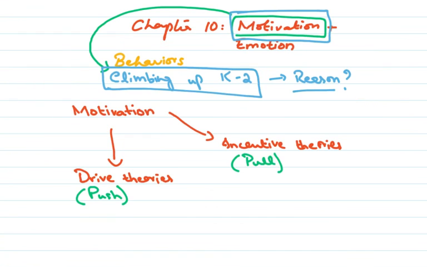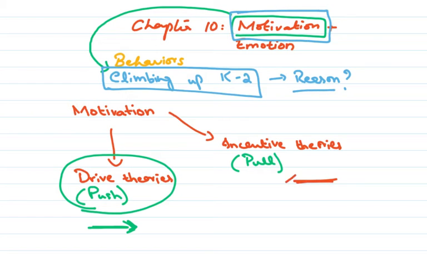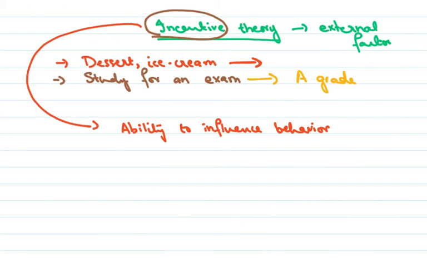And this is where we go back to what we talked about, that drive theories are push theories, that there's something within the organism that pushes the organism to behave in a particular way, whereas incentive theories are more pull theories, in the sense that there's something outside of the organism that pulls the organism towards itself. So this is basically what drive and incentive theories are about.